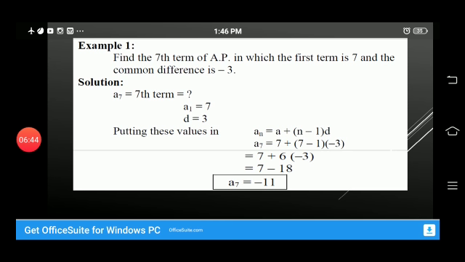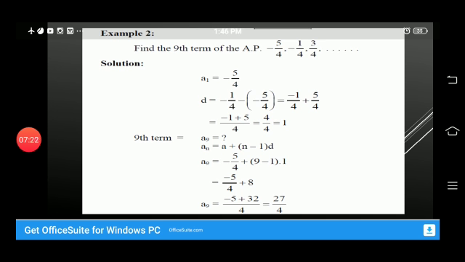For example, find the seventh term of the arithmetic progression in which the first term is 7 and the common difference is minus 3. As we know the nth term, we will put the values in the nth term and we will get the answer. Here the nth term an is equal to a1 plus n minus 1 into d. So a7 is equal to 7, because a1 is 7, plus n is also 7, so 7 minus 1 into d, which is minus 3. By solving it, we get the answer that the seventh term is minus 11.